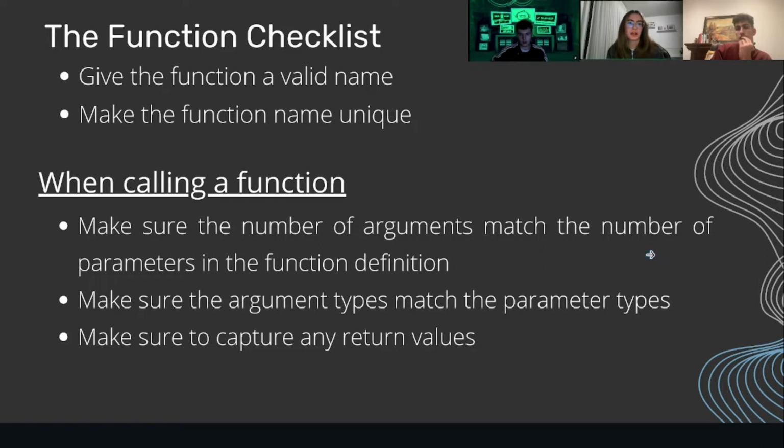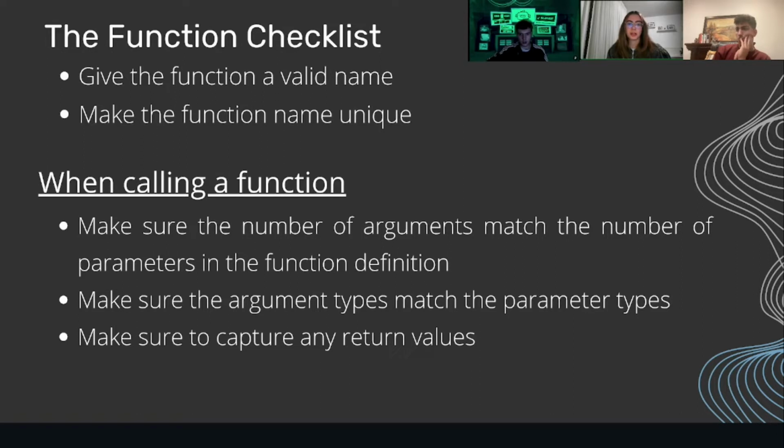And then we have a quick little function checklist for you guys. So just some notes, make sure that when you're writing your functions, you're giving them a valid name and make sure that they're unique. We can't have the same function names or else you're going to get some errors. So when calling a function, make sure the number of arguments match the number of parameters.